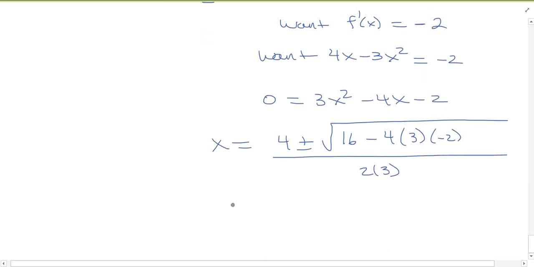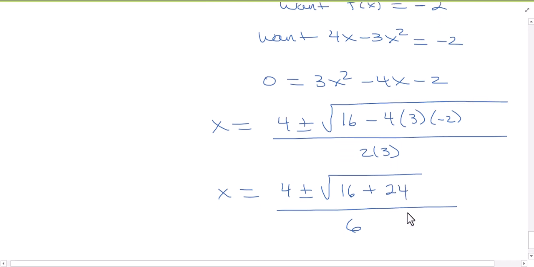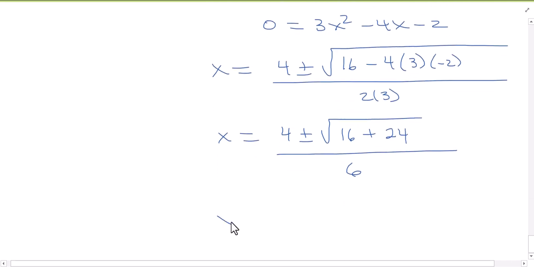And simplify that. So 4 plus or minus, what does that give us? Divided by 6 here. So let's work on that radical. So I have 16 minus and minus become plus, 4 times 3 times 2, that's 24, right? And so I have 4 plus or minus the square root of 40 over 6.